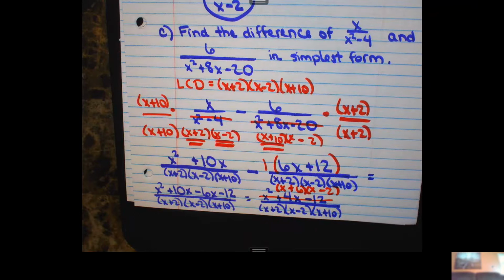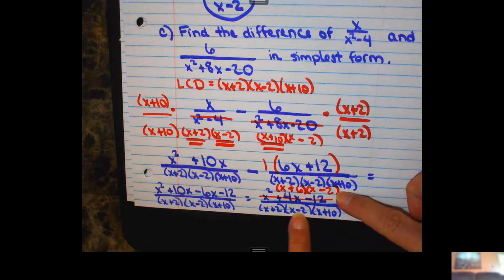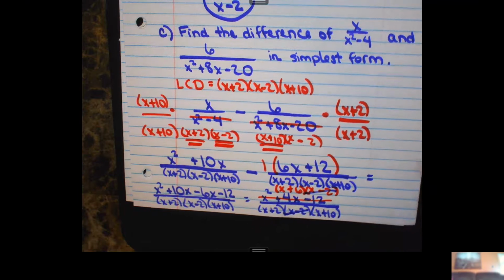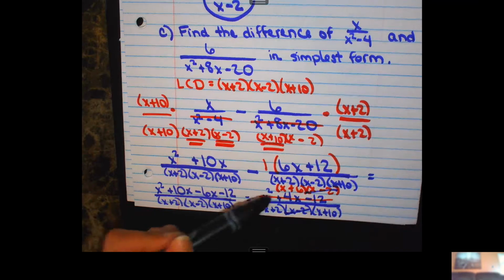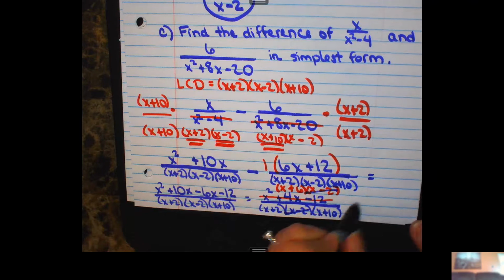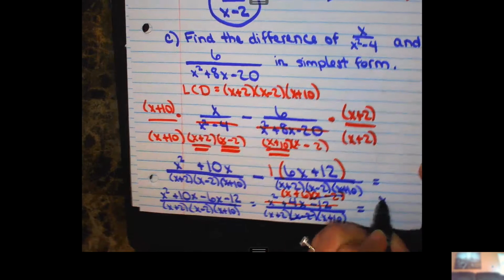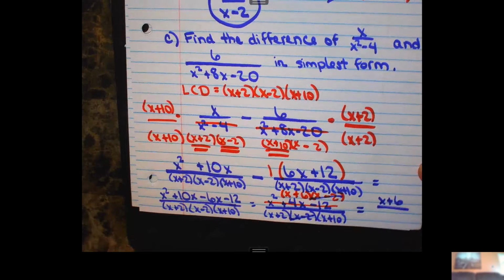So now if you look at our answer, I'm looking to see what's in common. Well, I notice that there's an x minus 2 on the top and the bottom, so I get to cross those out. I don't see anything else in common. So now my answer is whatever's left over. So we have an x plus 6 left over. And we also have on the bottom x plus 2 and an x plus 10. There is our simplified answer.